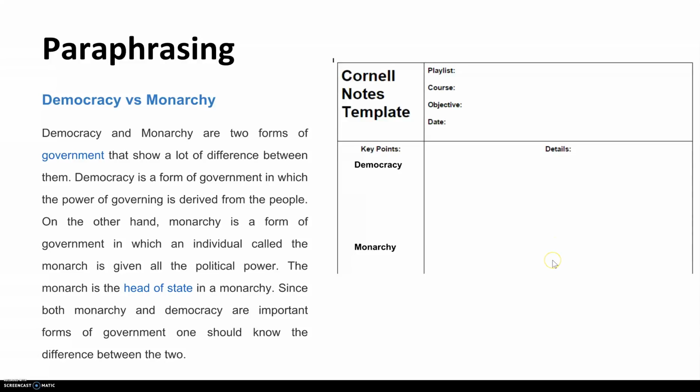Okay, so I'd like you to just practice that, even if you want to get out just a sheet of paper right now, and just practice. Democracy on this side, write a few details, not copying word for word, and then monarchy, and then a few details, not copying word for word. Okay, like I said, just get out a sheet of paper, give it a try.